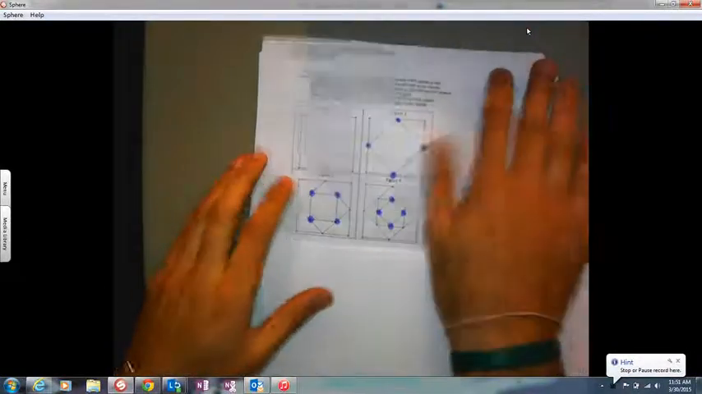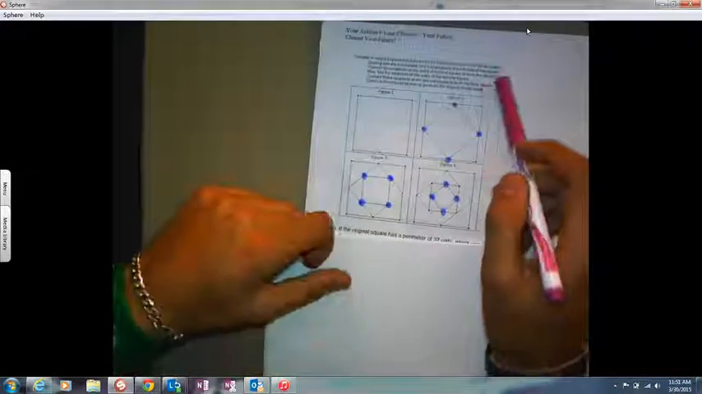To level 1, problem number 3. So it says consider a nested sequence of squares which are constructed in the following way. So here's the first square.